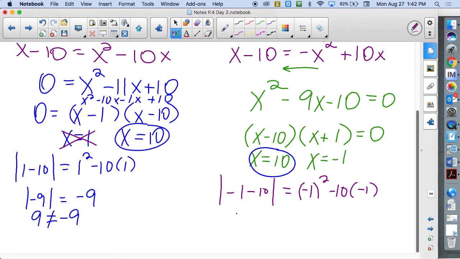So negative 1 minus 10 is negative 11. Over here, negative 1 squared is 1. Negative 10 times negative 1 is 10. So that makes 11. Eris, does the absolute value of negative 11 equal positive 11? Yes, it does, because absolute value makes it positive. So the answers would be 10 and negative 1. Any questions?